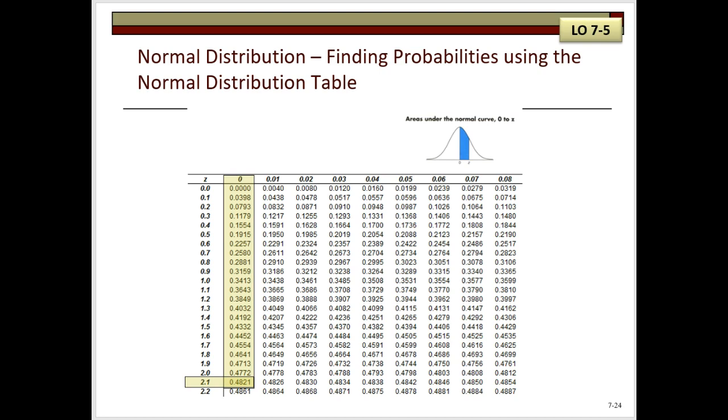The value is 0.4821. So the area under the normal curve between $790 and $1,000, which corresponds to z-values negative 2.1 and 0 respectively, is 0.4821.